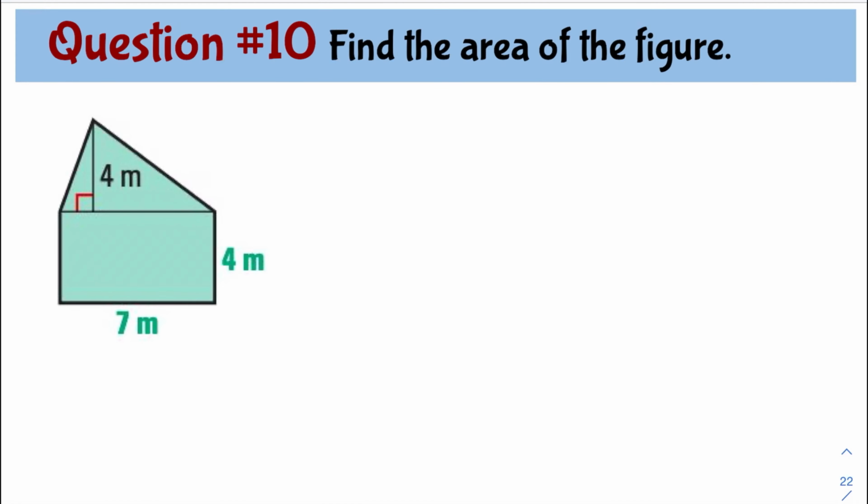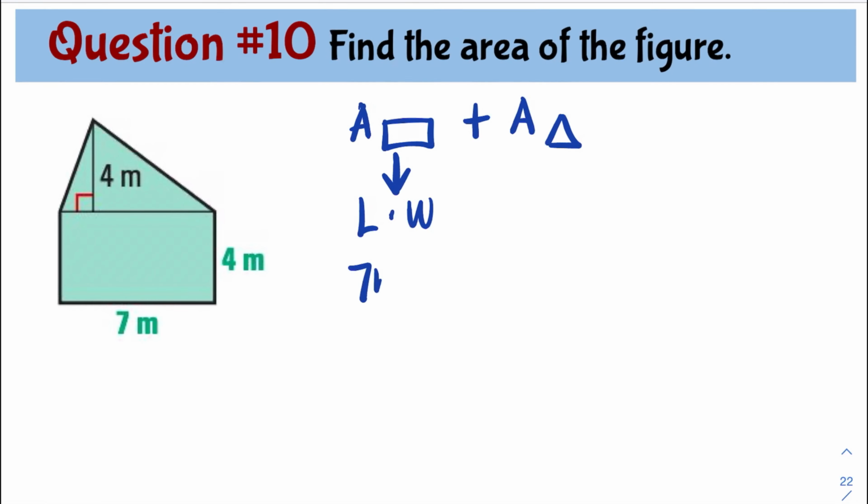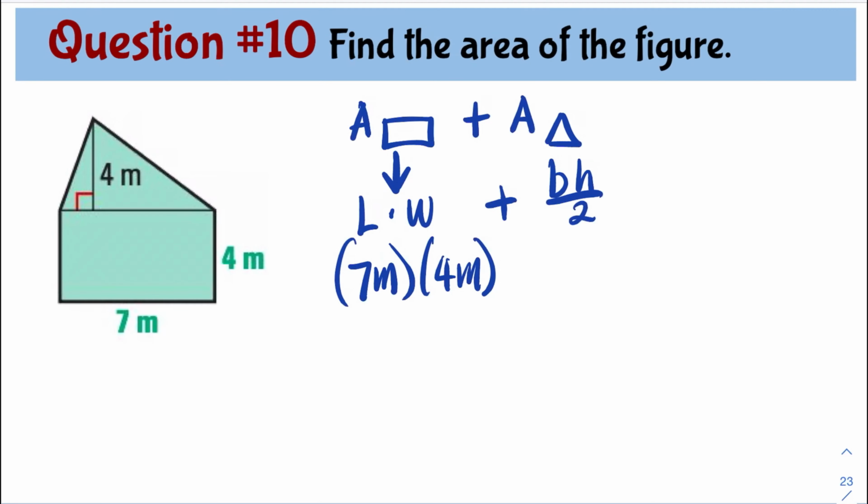Question number 10. Find the area of the figure below. This figure involves two shapes, a rectangle and a triangle. So to calculate the total area of this figure, we need to find first the area of the rectangle, and then we will add the area of the triangle. To calculate for the area of the rectangle, we need to do length times width, which is 7 meters times 4 meters. For the area of the triangle, again, we can use base times height divided by 2.